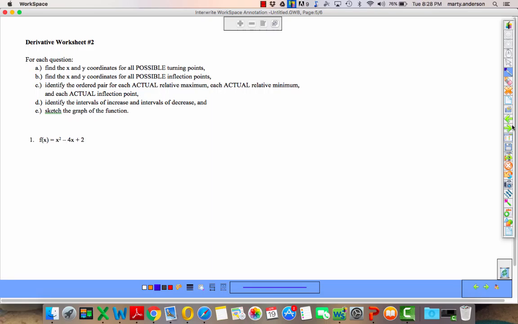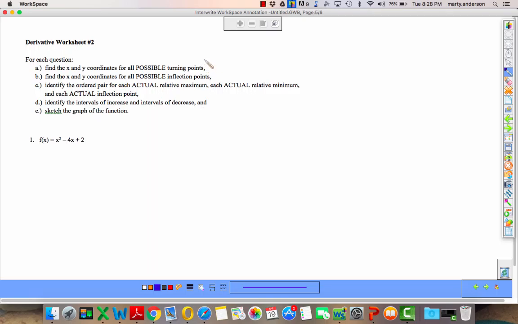1, find the possible turning points. 2, find the possible inflection points. 3, find the ordered pair of the actual. 4, identify the intervals of increase and decrease. That's the interval notation that I'm talking about. And 5, sketch the graph of the function.